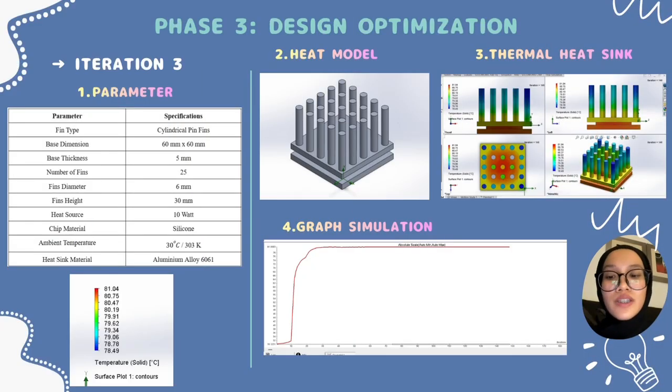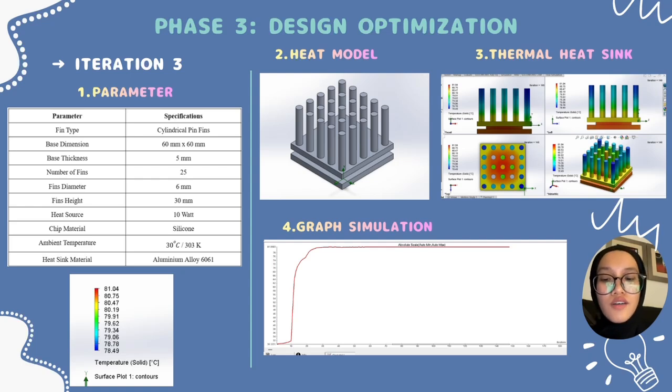We manipulate the fin type, from the rectangular fin type we change to cylindrical pin fins with 25 pins that we array in 5 rows and 5 columns. The other parameters we choose to remain constant, like the base case specification, just change the fin type.